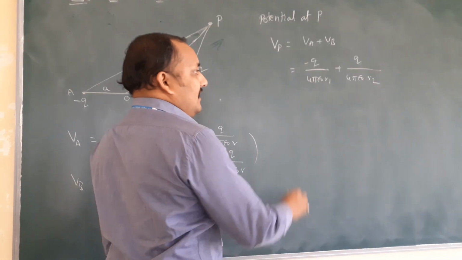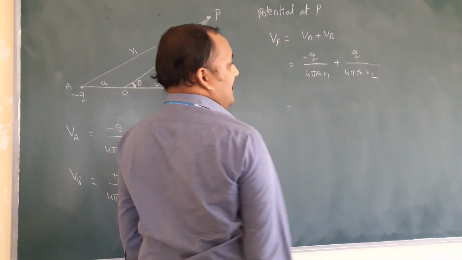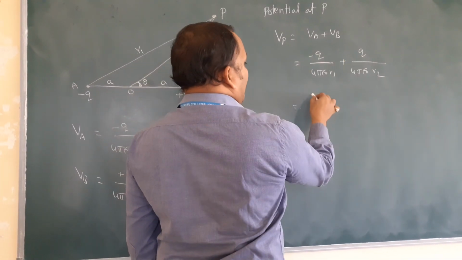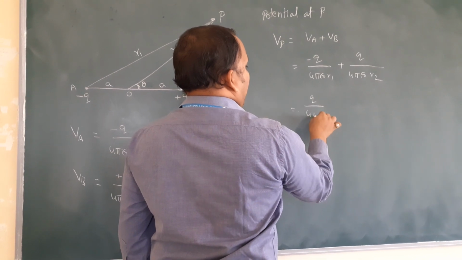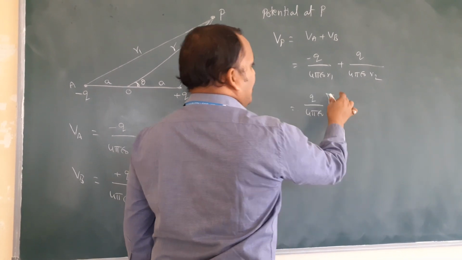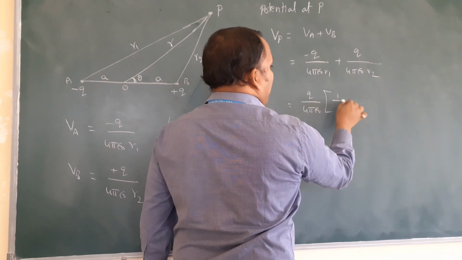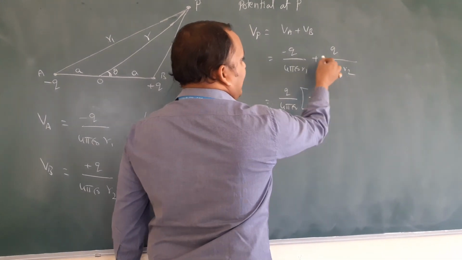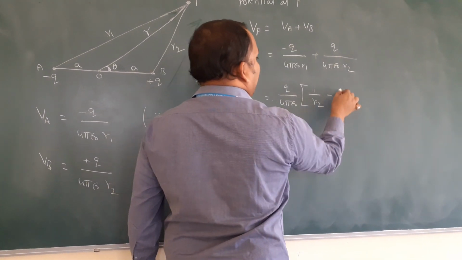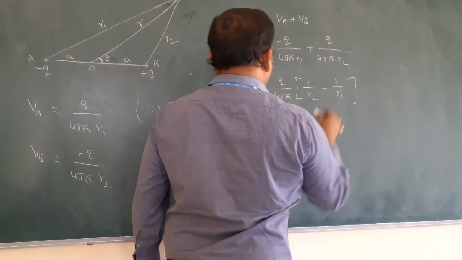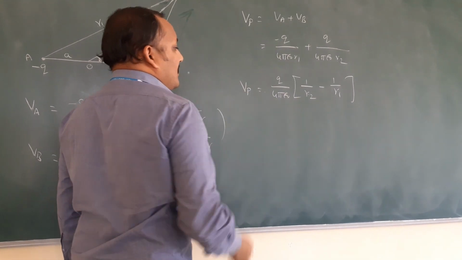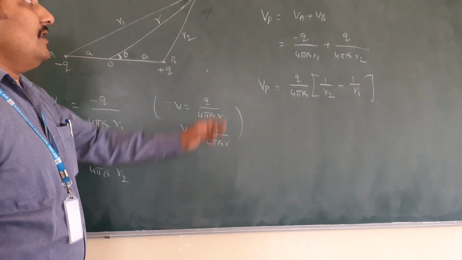What is common? Q by 4 pi epsilon naught, take common. This is 1 by r2, I am taking the positive sign here, and the negative sign, minus 1 by r1. This is the potential due to the dipole at point P.